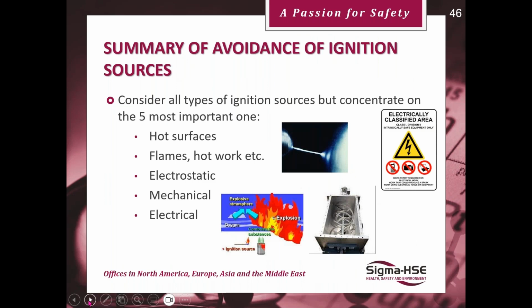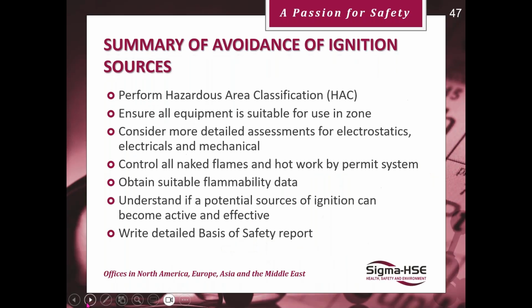So, a summary of avoidance of ignition sources. Consider all types of ignition sources, but concentrate on the 5 most important: hot surfaces, flames and hot work, electrostatic, mechanical, and electrical. Perform hazardous area classification so you know what type of equipment you've got to have in it, and make sure the equipment is suitable for that zone.